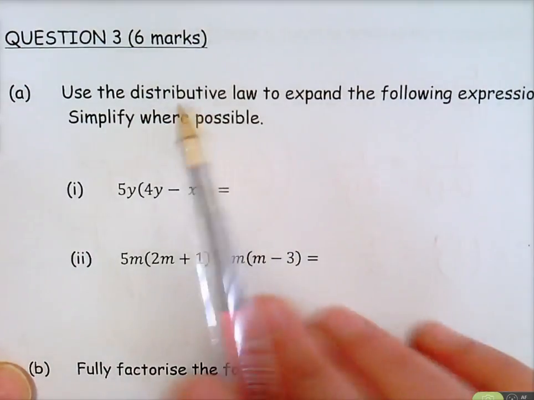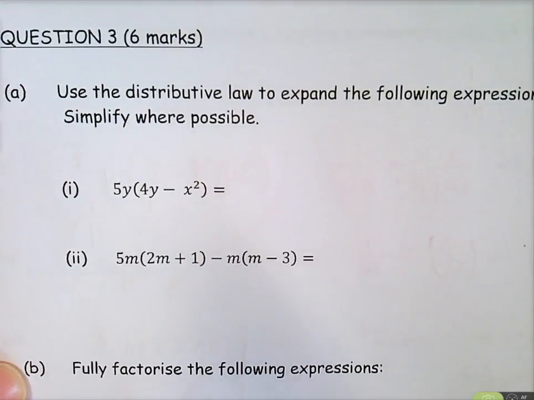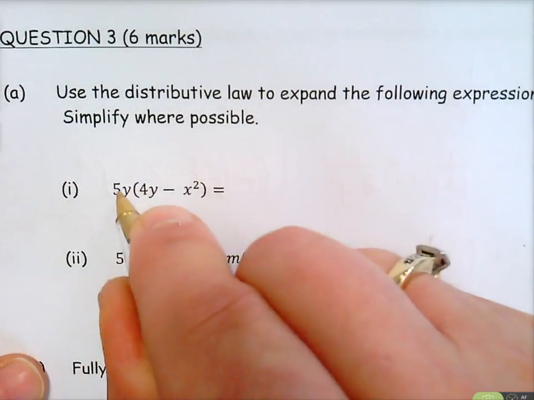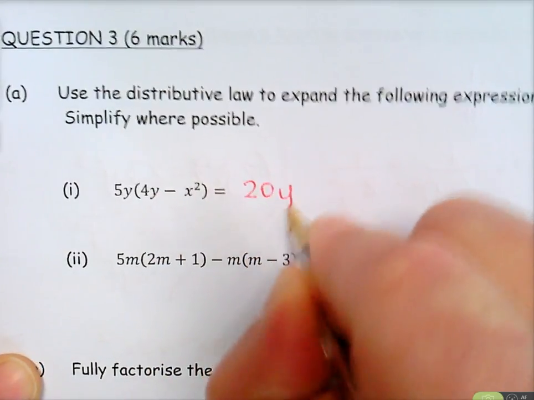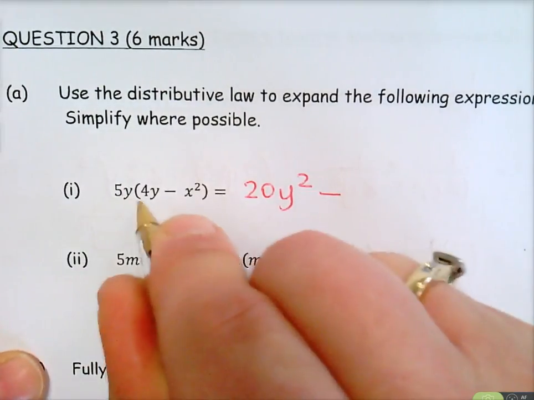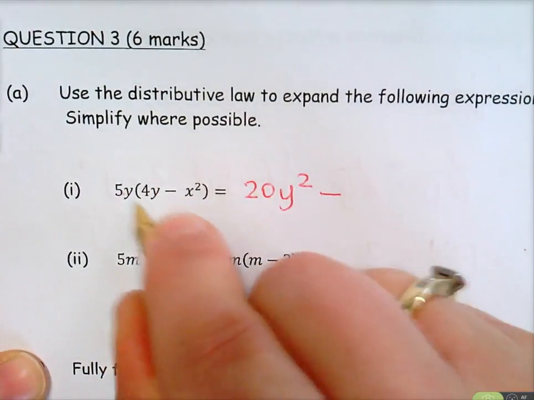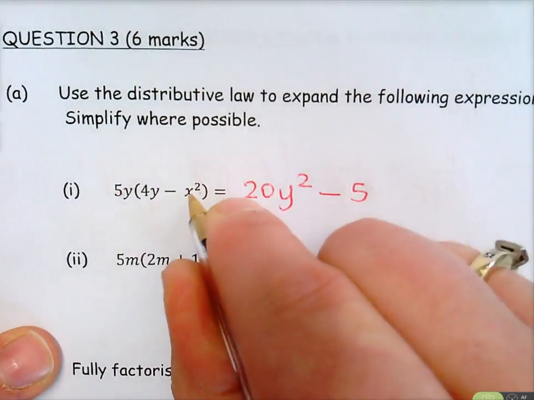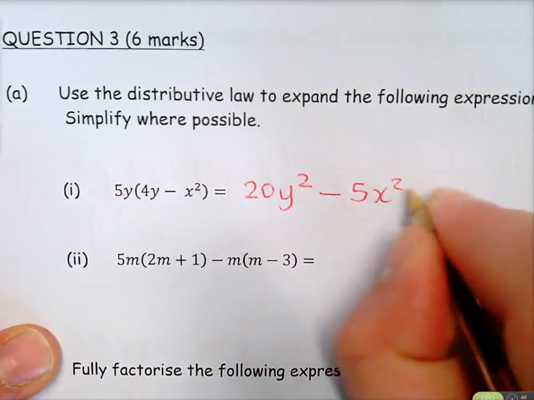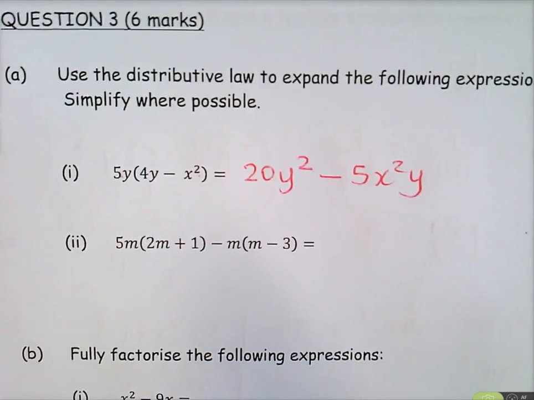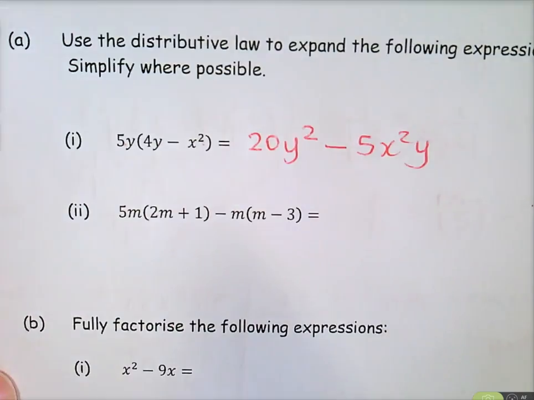We're going to use the distributive law to expand and then simplify where possible. In other words, we'll be adding like terms if we can. 5y times 4y is 20y squared. A few people forgot the squared. So that's a positive times a positive is positive, and then a positive times a negative, we're going to get a negative. 5y x squared, you should be putting x squared y, remember alphabetical order, but it doesn't matter if you had yx squared, I allowed it.